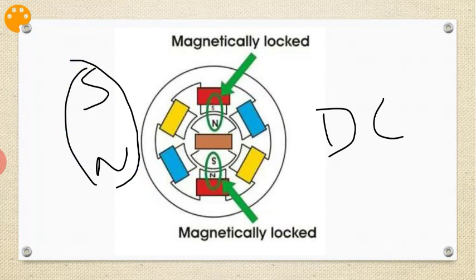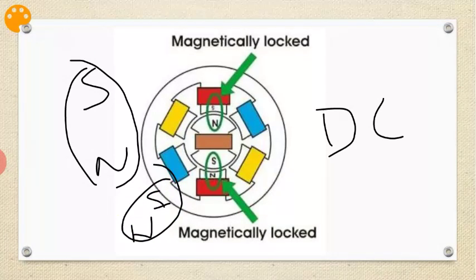Similarly, the N of the stator and S of the rotor are locked, here and here. So what happens is the magnetic locking, and the rotor will rotate with synchronous speed.